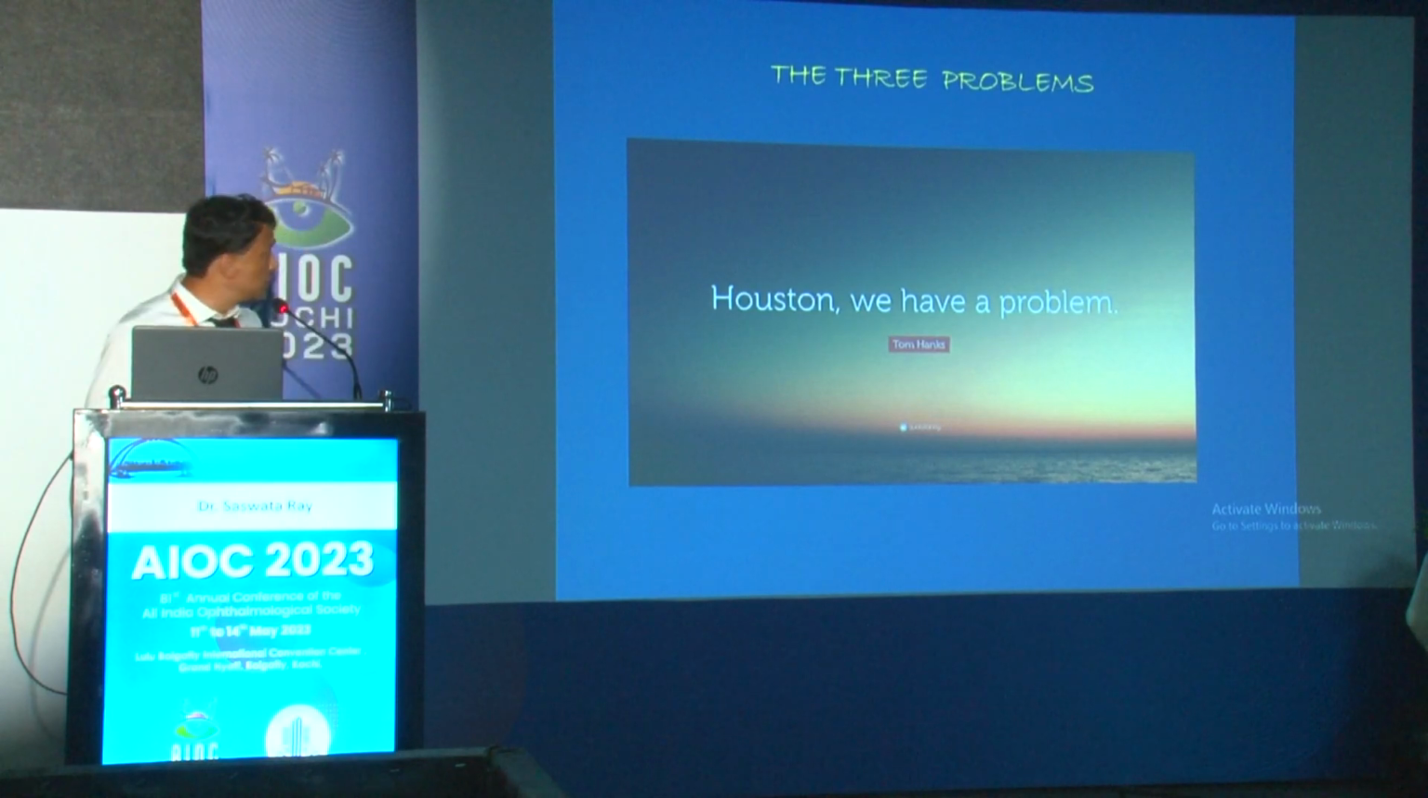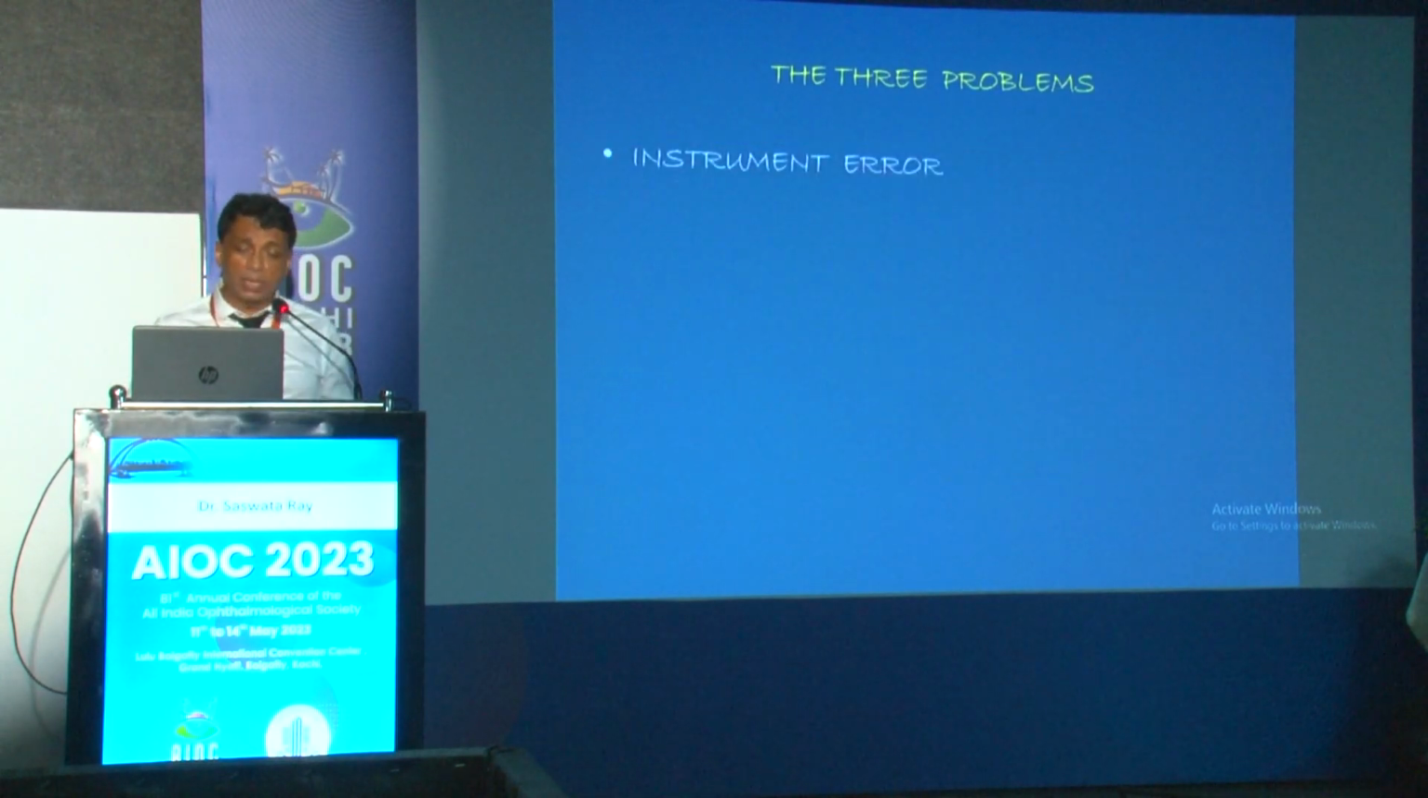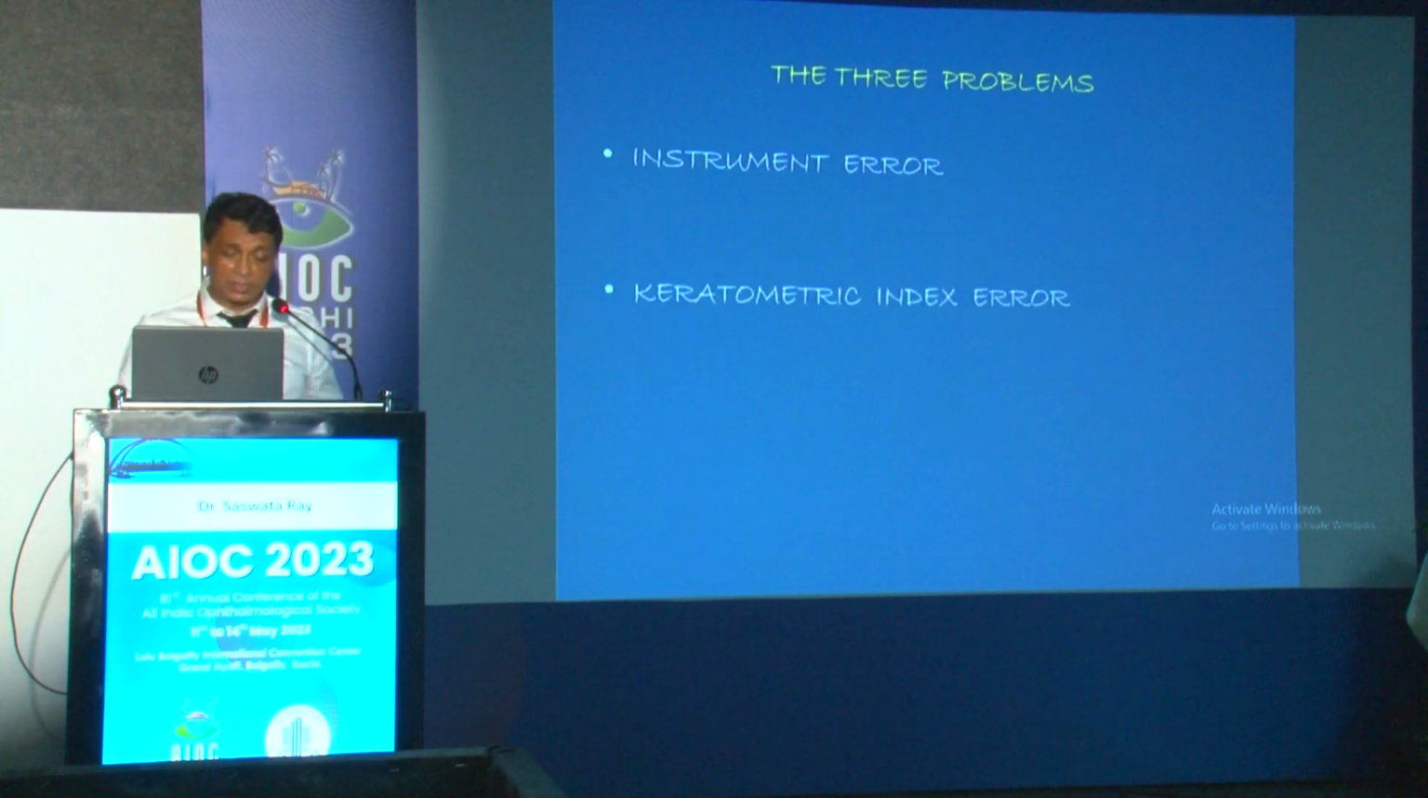So let's talk about the three problems that we have. Why is this such a big problem? The first problem is instrument error. We'll discuss this in a second. Then the keratometric index error and the formula error.